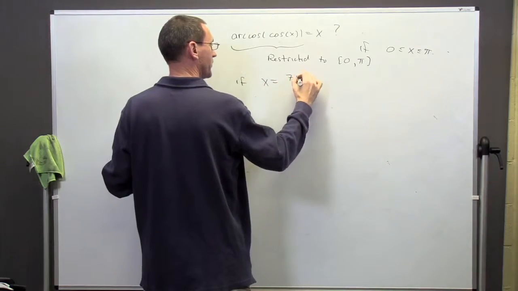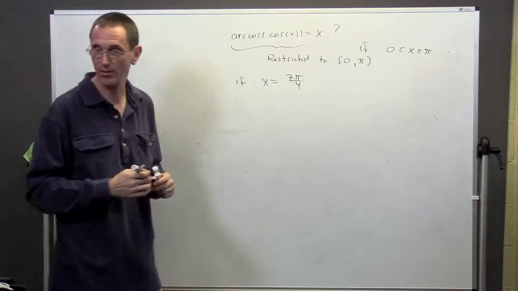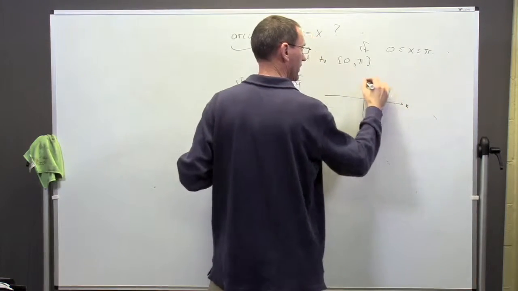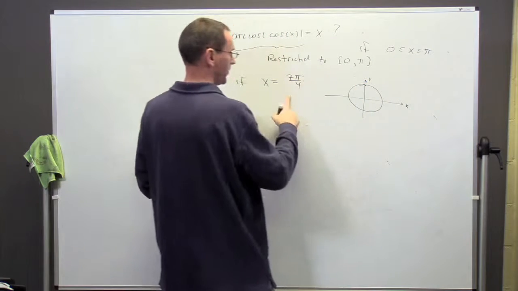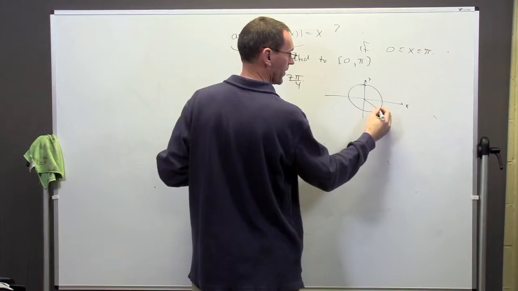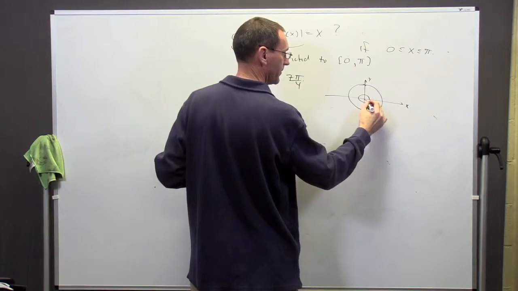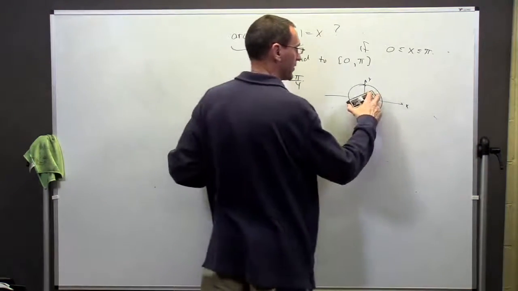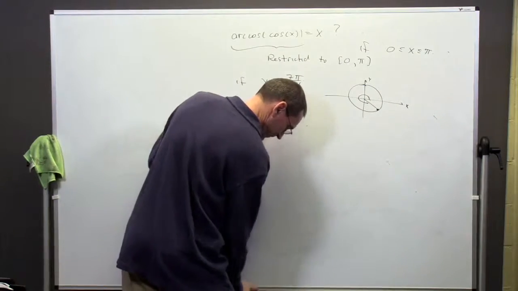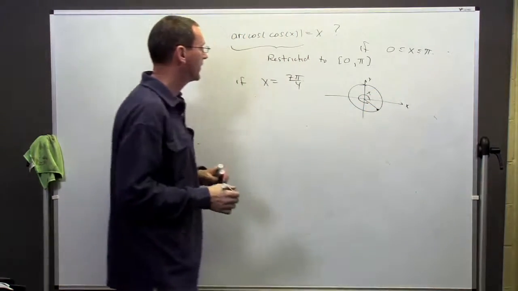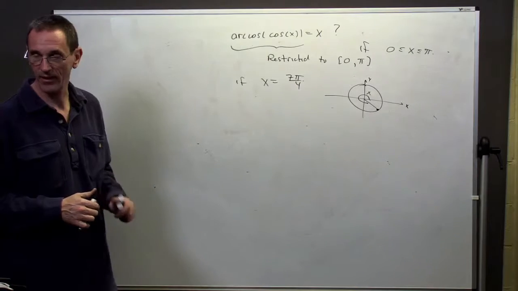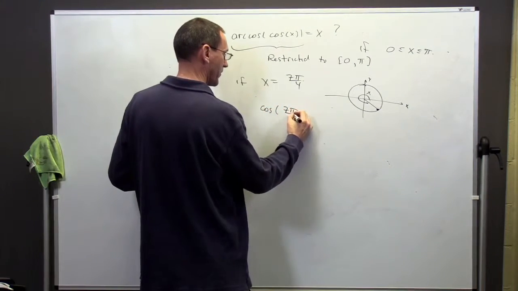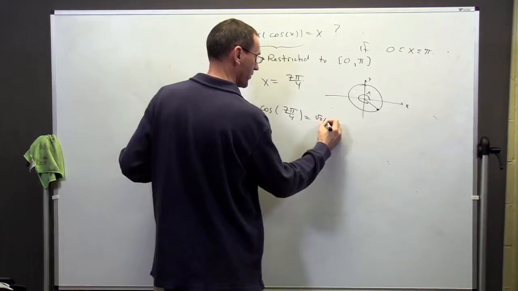So if x equals 7 pi over 4, for example, what angle is that? That's going to be pi over 4 less than a full circle. So, oops, I'm calling it x, sorry. Okay, so x is that thing right there. The cosine of 7 pi over 4 is going to be square root of 2 over 2.